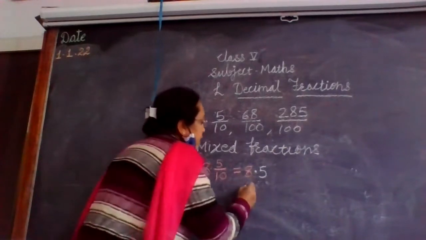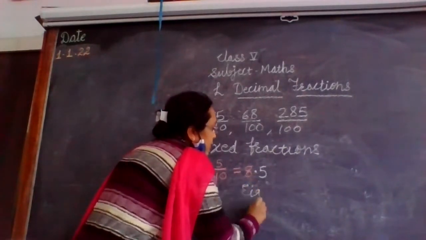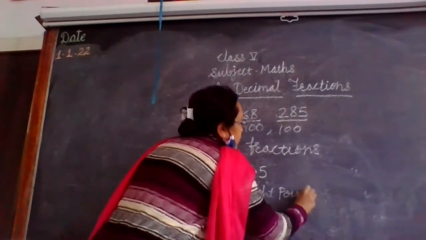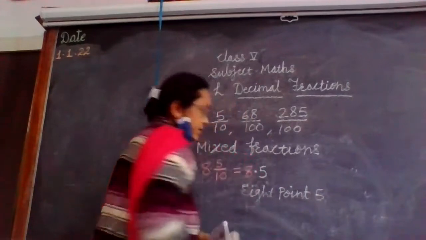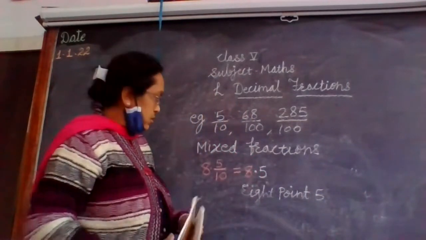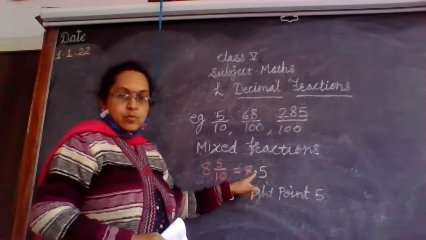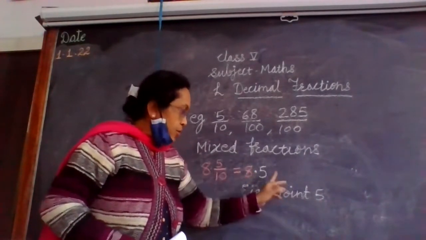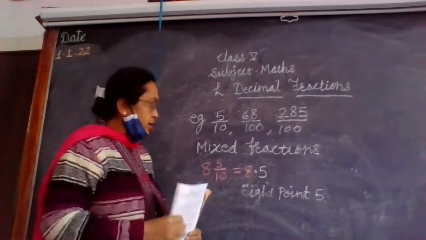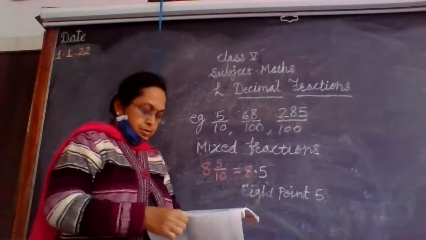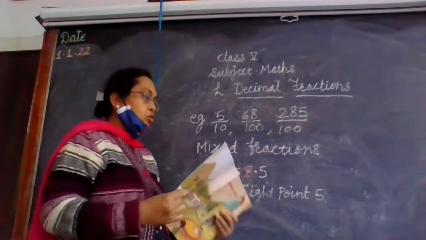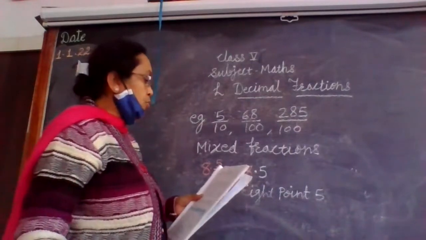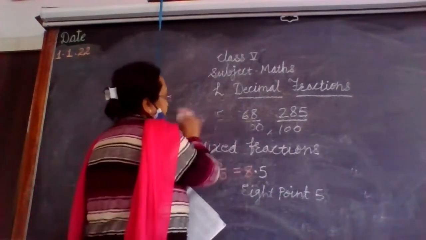How will we read it? 8.5 means point; for the decimal point we are writing point. This 8 is the whole part and 5 is the fractional part or decimal part. Now let us see how to write such fractions. So we will do a problem set on this.